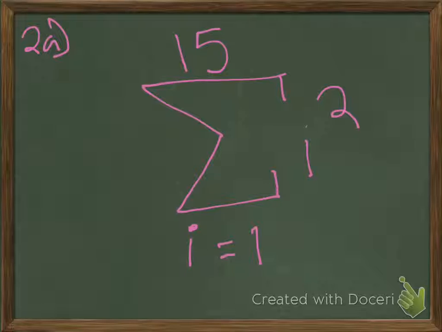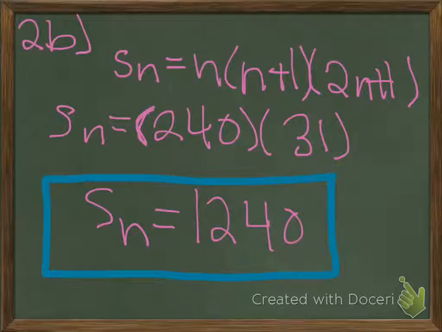Write a summation notation to calculate the total number of stacked peaches. So what I did is I put i equals 1 on the bottom, i squared on the right, and 15 on the top. Using the special formula for the sum of the squares of the first n positive integers, calculate the total number of peaches again. So, what I did was, I did my arithmetic sequence, and I got Sn equals 240 times 31, which gives you 1,240.